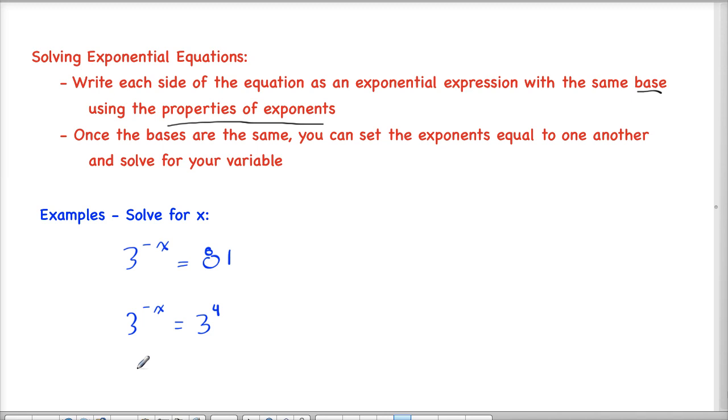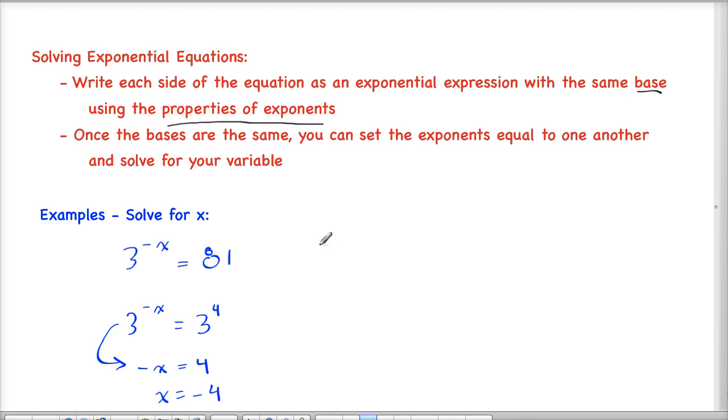If that's the case, what you do now is set those exponents equal to each other. Negative x equals 4, so that means x equals negative 4 by dividing both sides by negative 1. Great, so that's a kind of straightforward, easy one.